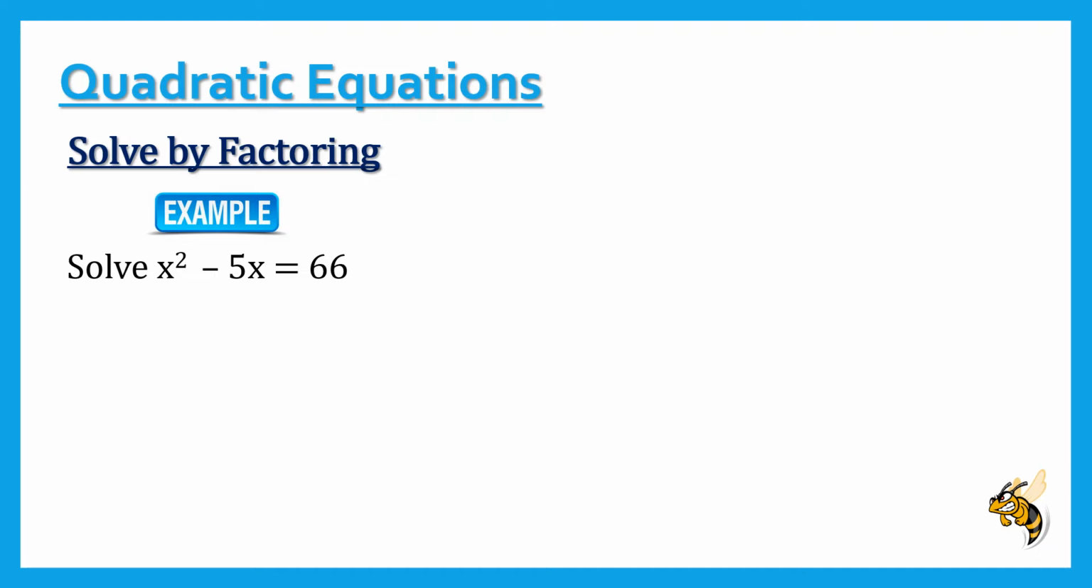Example. Solve x squared minus 5x equal to 66. The first thing that I notice is that the equation is not equal to 0, so therefore I need to move the 66 on the right side. The opposite of a positive 66 is negative 66. So therefore, I'm going to subtract 66 from both sides. Now we end up with x squared minus 5x minus 66 is equal to 0. Now that it's equal to 0, we can go ahead and factor.